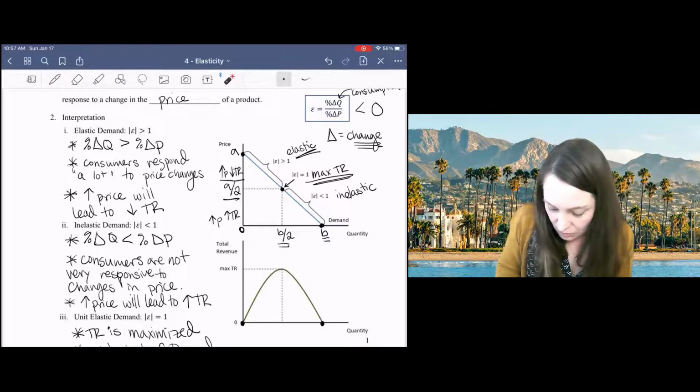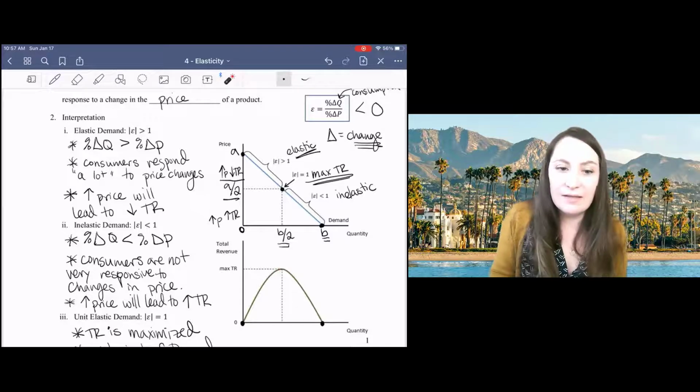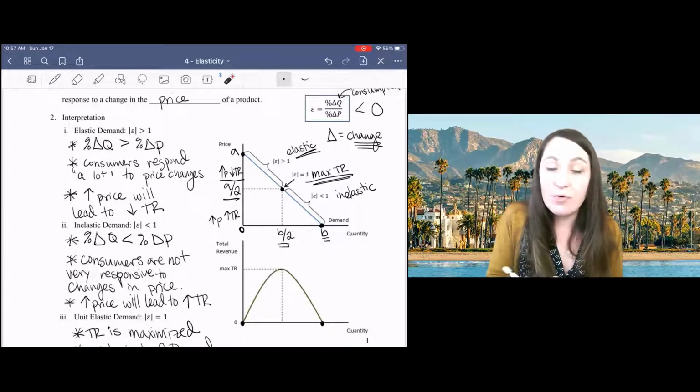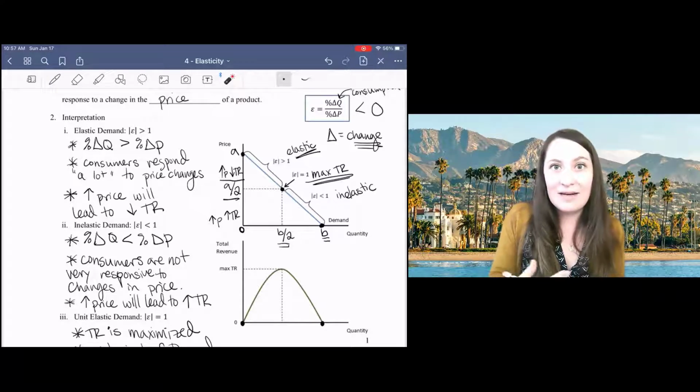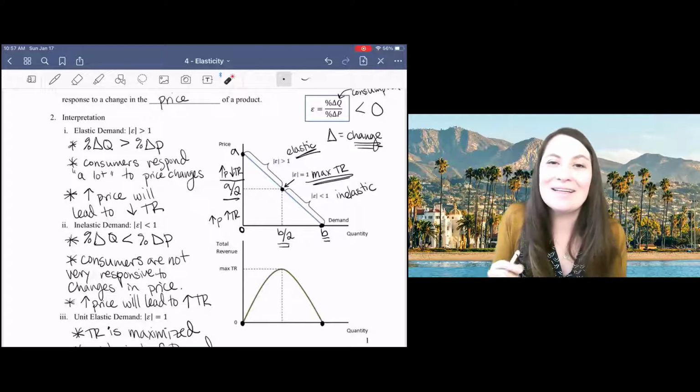All right, so I hope that these graphs help you understand a bit more clearly the relationship between the point elasticity and total revenue. And in the next video, we'll practice, finally, calculating the price elasticity of demand.